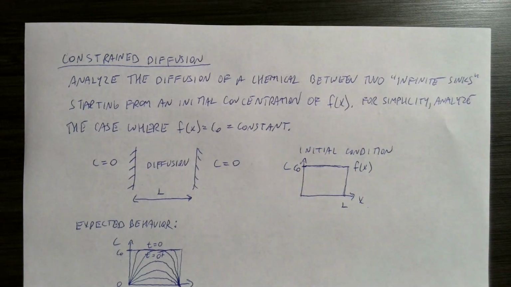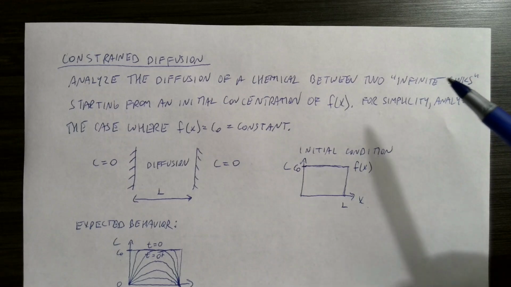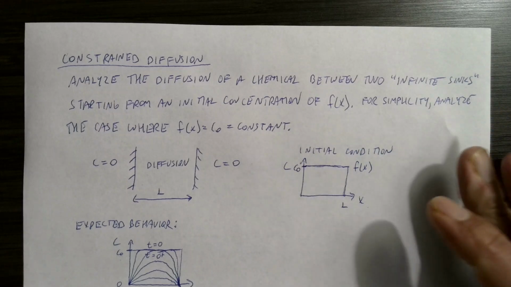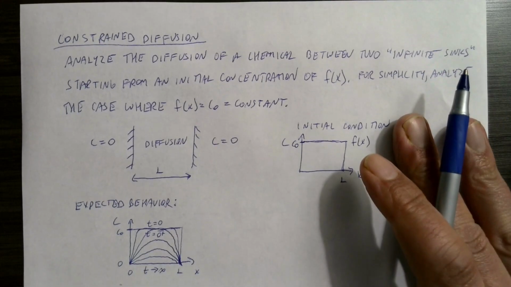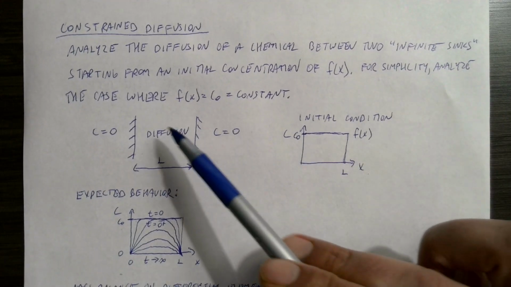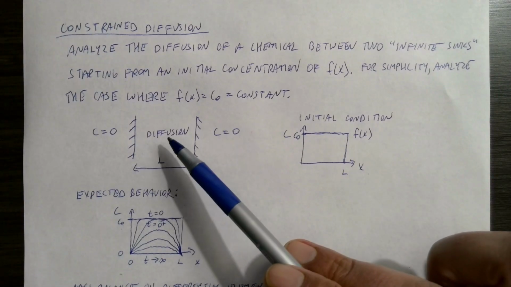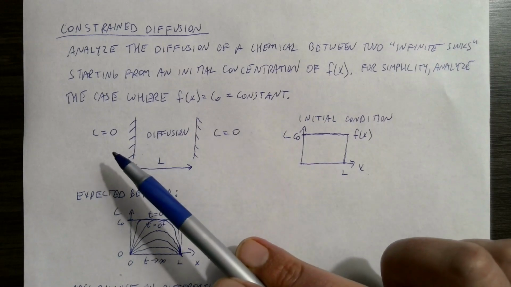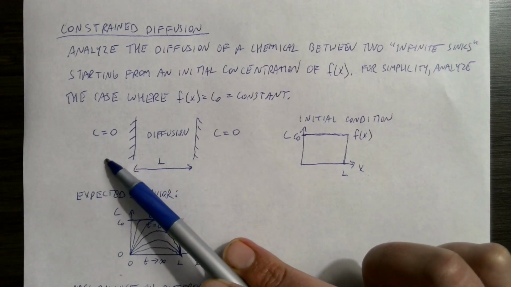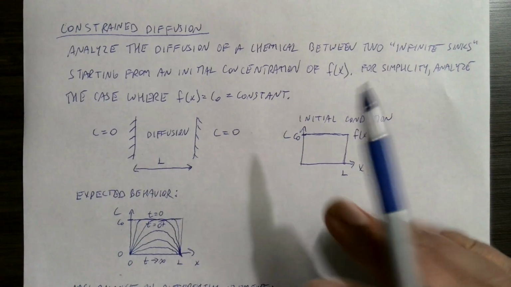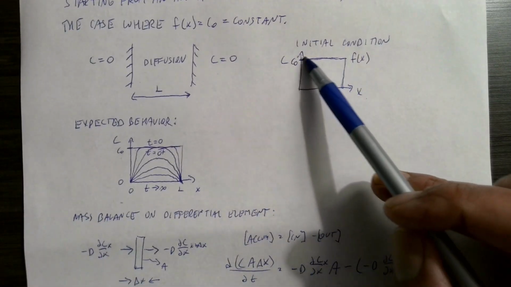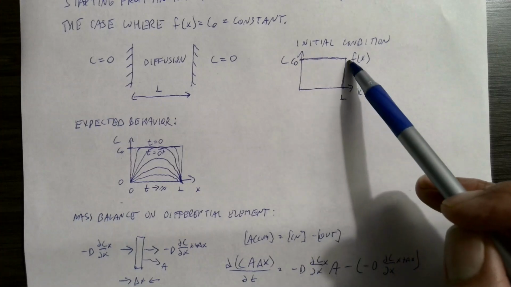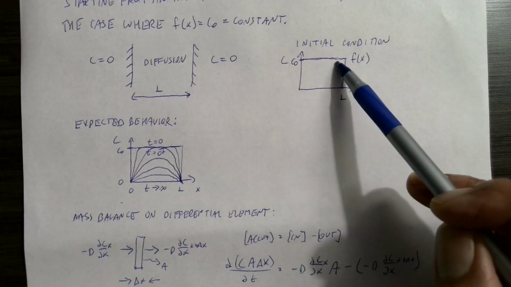Okay, so we're back here continuing to look at this idea of constrained diffusion. I made another video before this where we introduced the idea of diffusion as this random movement. And we said that we're going to look at a scenario where we have an infinite sink here of concentrations of 0, and then we have some initial concentration here. It could be anything. We're going to assume it's a constant.